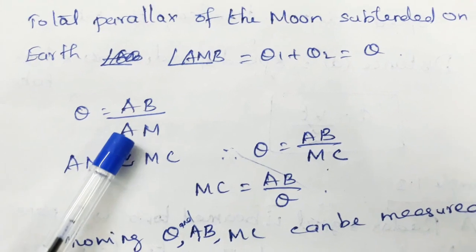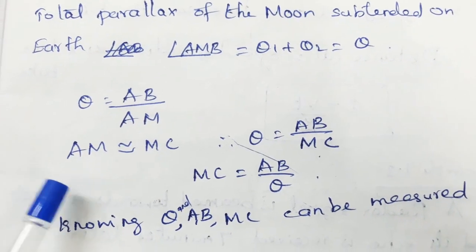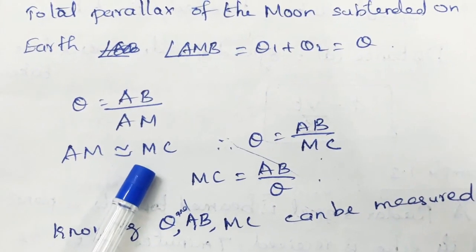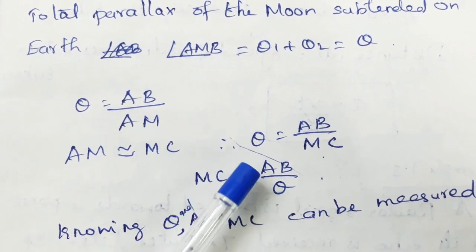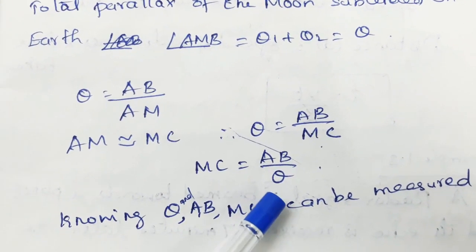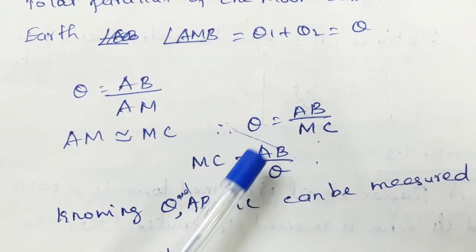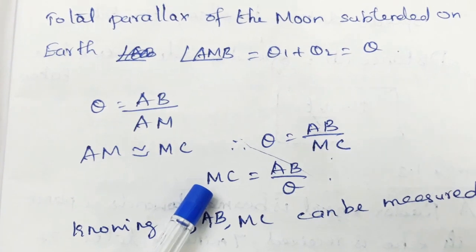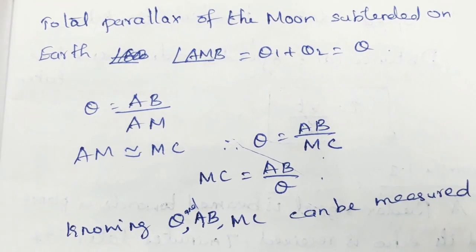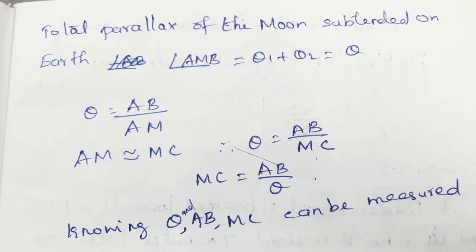So, theta equal to AB by AM. AM is approximately equal to MC. So, theta equal to AB by MC. From this, MC equal to AB by theta. Knowing the value of theta and AB, the distance of the moon from the earth, the MC, can be measured. So, this is the parallax method.